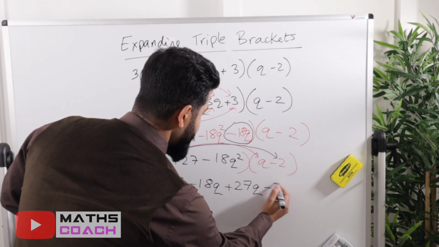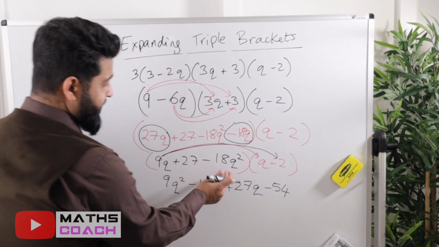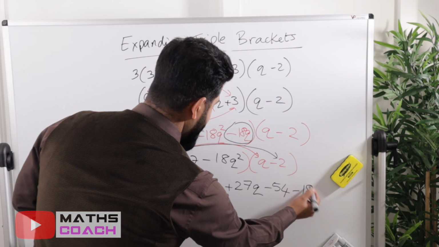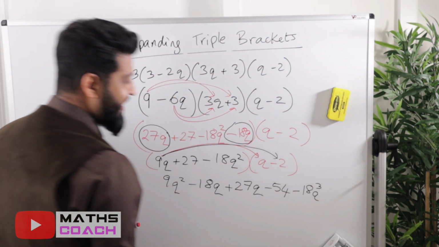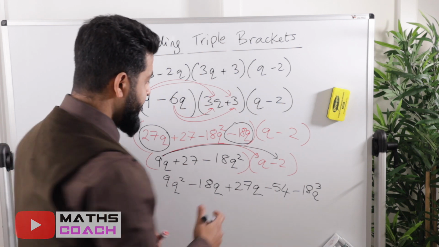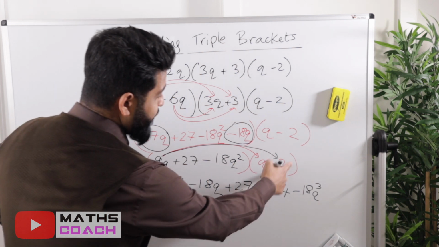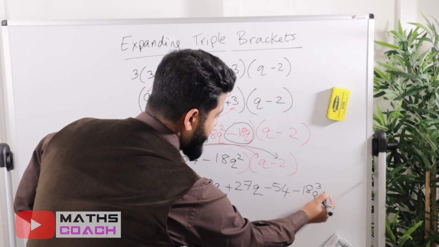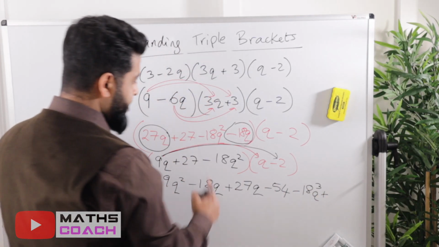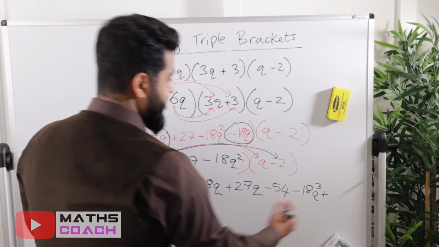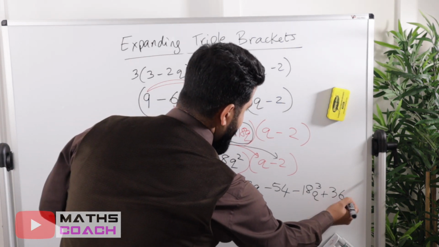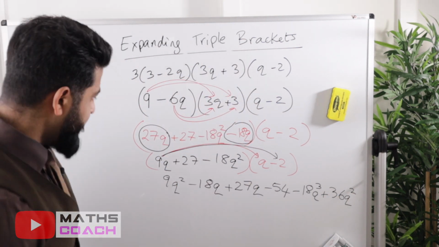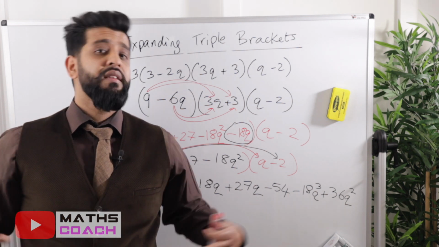So it's going to be minus 54, and then we have minus 18q times by q. So that's going to give us minus 18q cubed. Bit of a mouthful there. Then we've got minus 18q left to multiply with the minus 2. So we've got two negative signs, so making you have a positive value there. So 18 times by 2, that's 36. So you get 36q squared. Okay, hopefully you can see that value there. All that's required now is to collect the like terms together.